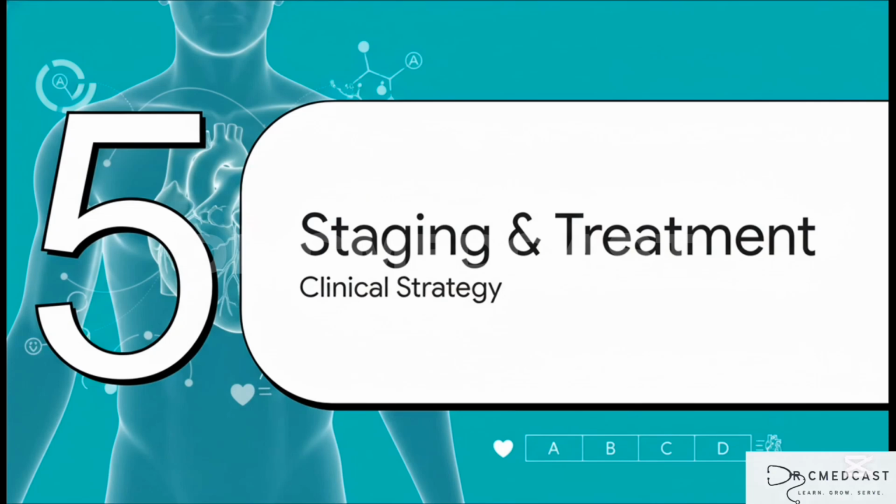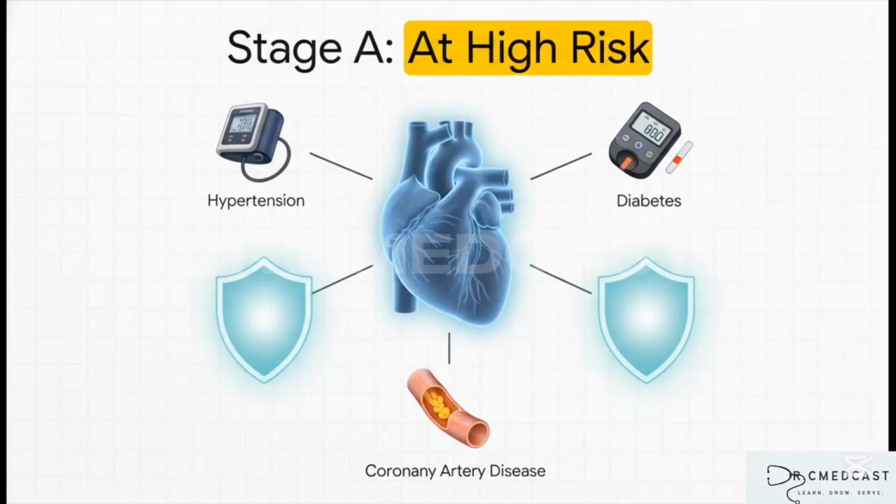Now, let's put it all together into a strategy that actually makes sense in the clinic. To do this, we'll use the American Heart Association's staging system, which is a great way to think about how the disease progresses. First up is stage A. And the key here is, this isn't actually heart failure yet. This stage is for people who are at high risk because of things like high blood pressure, diabetes, or coronary artery disease. So the treatment is simple. Prevention, prevention, prevention. We aggressively manage those risk factors to stop heart disease from ever developing in the first place.